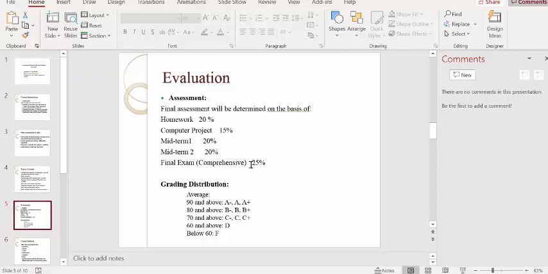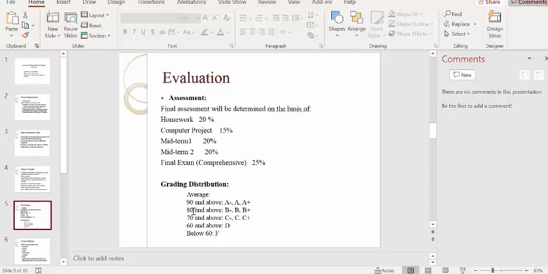So if the average is 90 or above, you get an A. This includes the A minus, A, and A plus. You're not guaranteed to get an A straight. You could get an A minus. Roughly, 90 to 93 will be A minus, 93 to 97 will be A, and 97 and above A plus.